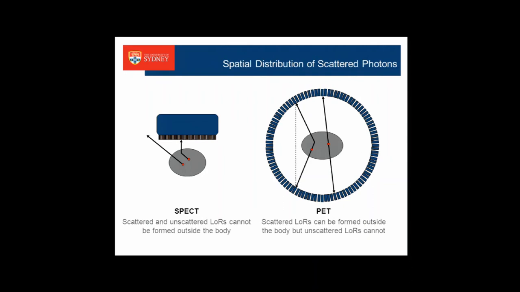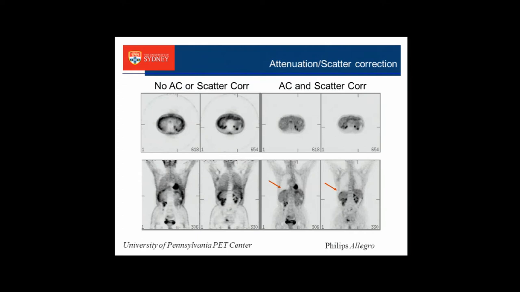If we do attenuation and scatter correction, we can remove a lot of reconstruction artifacts. So this is an FDG PET scan shown without attenuation correction or scatter correction on the left and with on the right. And you can see much more clearly a lesion here near the diaphragm in the right lobe of the liver, which was not visible at all without attenuation or scatter correction.